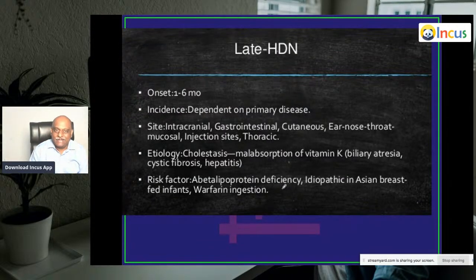Finally, aa gaya hamara late HDN. Onset is 1 to 6 months.